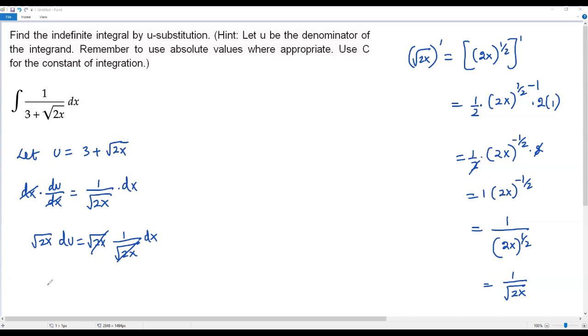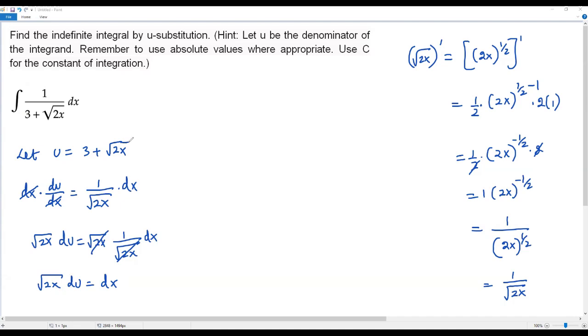I am getting square root of 2x times du equals dx. Now what we can do is, in this integration, for this dx, we can plug in the stuff. But the problem is still we have the variable x over here. As I said already, we have to get this complete integration in terms of the new variable u. So I got the stuff that is equivalent to dx, but in this stuff, still we have x over here. So how do we get rid of this x?